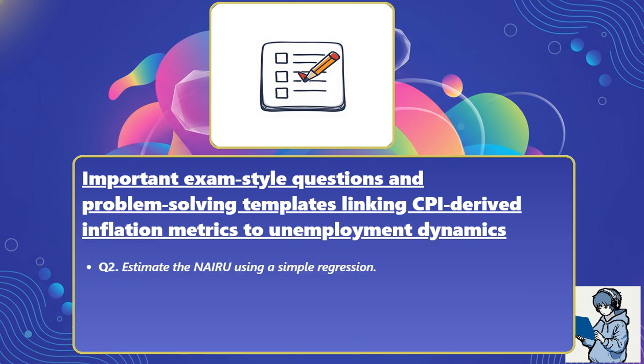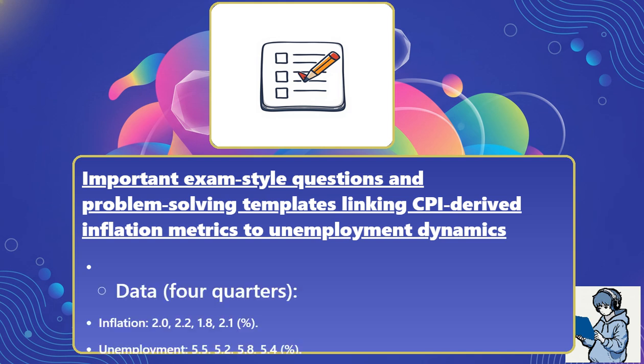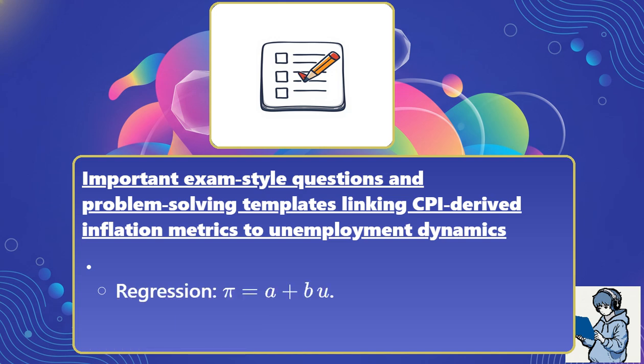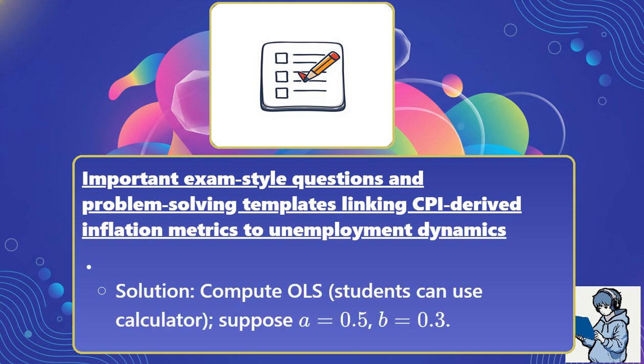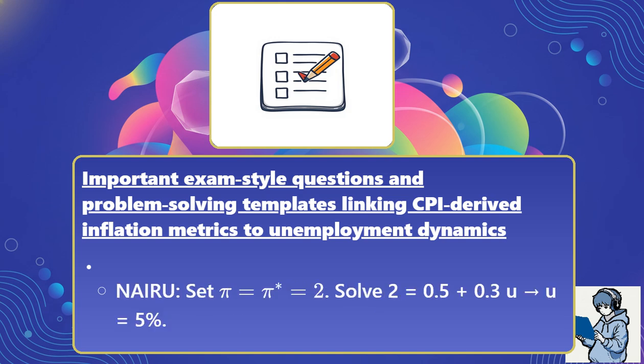Question 2. Estimate the NAIRU using a simple regression. Data for 4 quarters. Inflation: 2.0, 2.2, 1.8, 2.1%. Unemployment: 5.5, 5.2, 5.8, 5.4%. Regression: π = a + b × u. Solution: compute ordinary least squares. Suppose a = 0.5, b = 0.3.